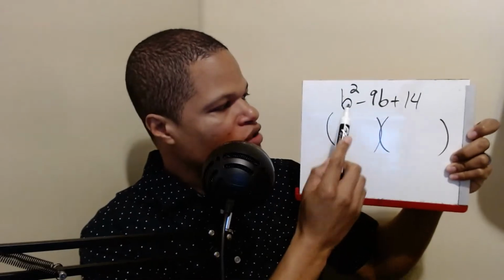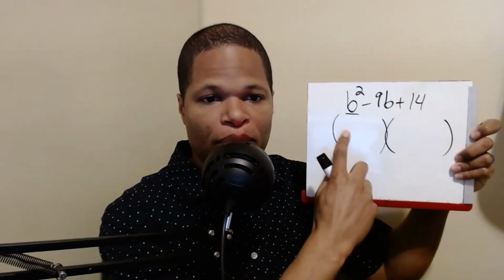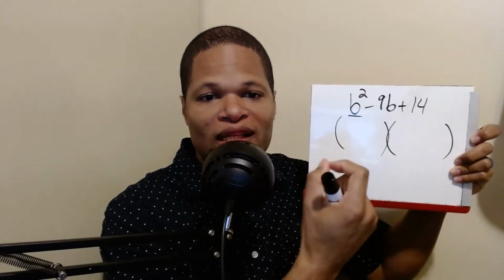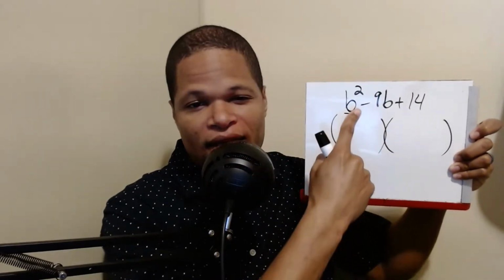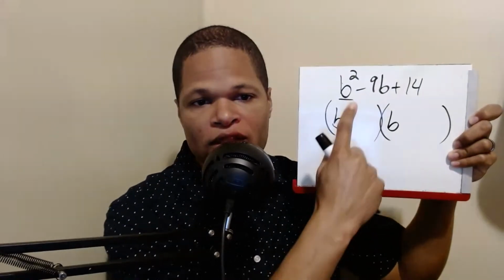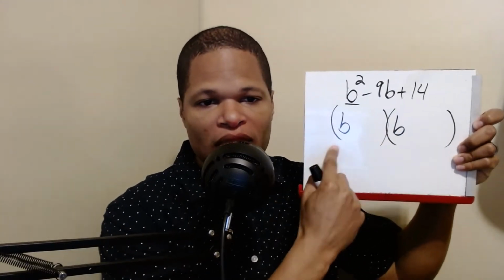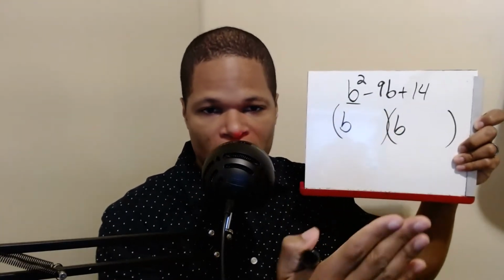And remember the b squared, that first term right there, you're going to expand into both parentheses. B squared really means b times b. That's how you got b squared in the first place. So b squared we split up into each binomial, each parenthesis, b and b, and b times b is b squared. That's where that comes from.